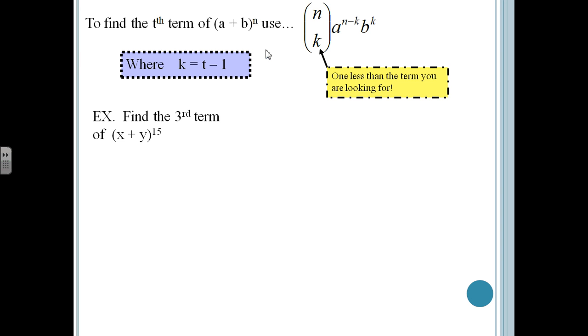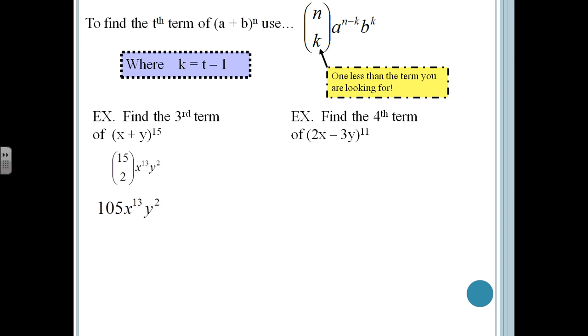Find the third term of (x + y) raised to the 15th power. So n is 15, and we're looking for the third term. So our binomial coefficient here is 15 choose 2. Remember, this is going to be one less than that. And then we take x raised to the 13th power, because we do 15 minus 2, and then y to the second power, because it's just k. You work all of that out, 15 choose 2, you get 105, and there's your answer.